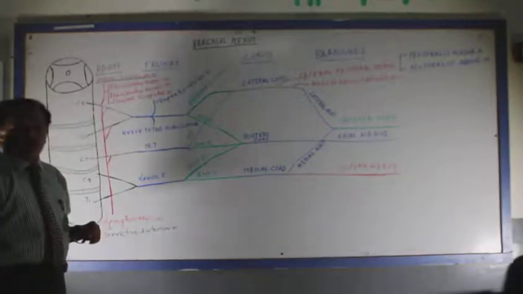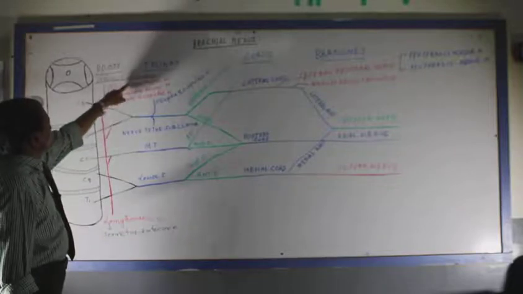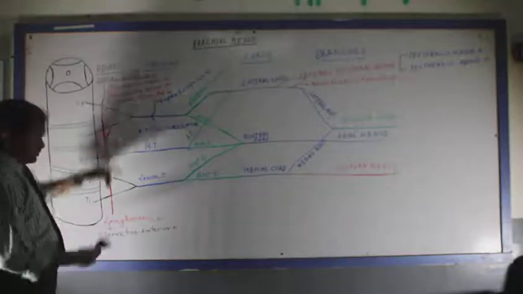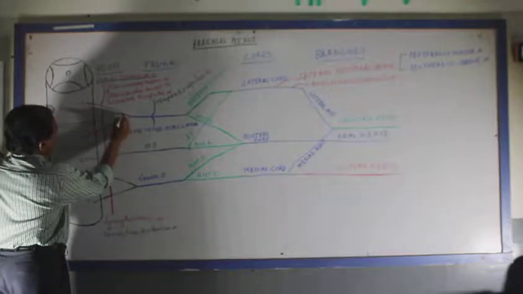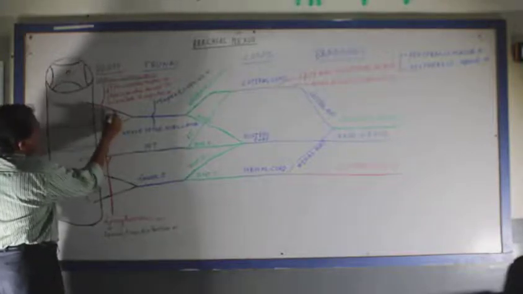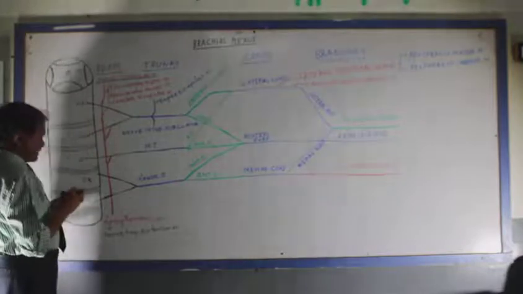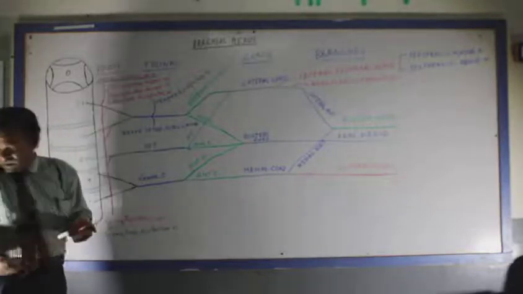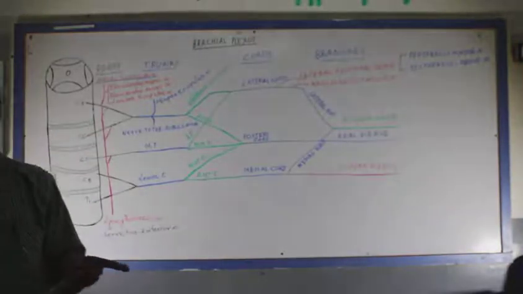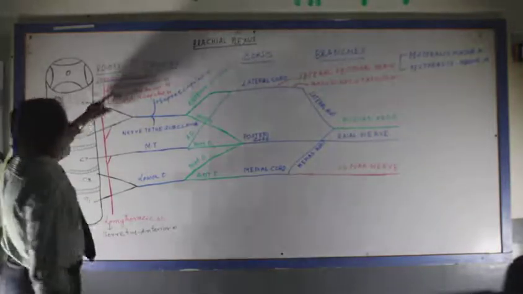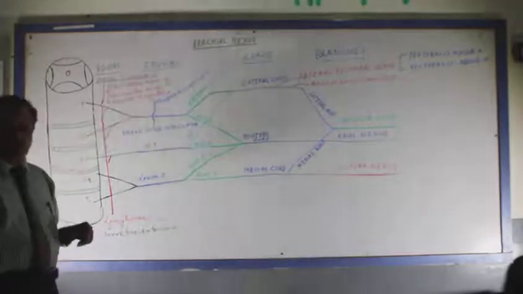the branches from the roots. Here there is the dorsal scapular nerve. This dorsal scapular nerve arises from the C5 nerve root. It supplies the rhomboideus major, the rhomboideus minor, and the levator scapulae muscle.